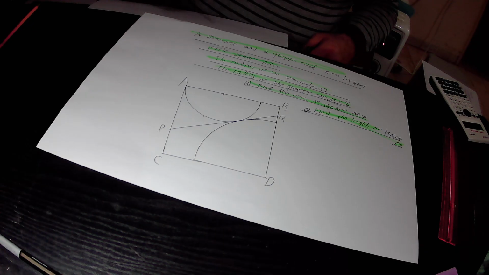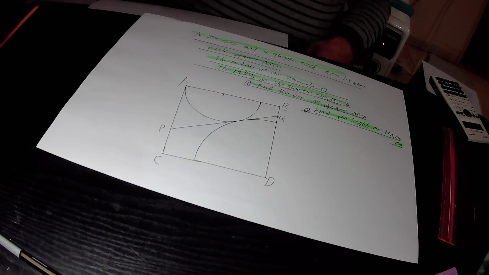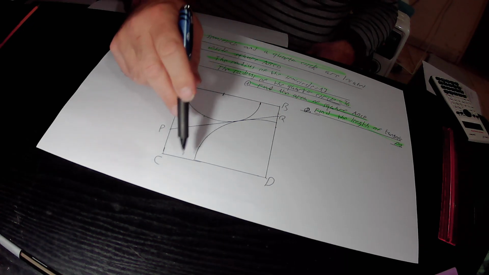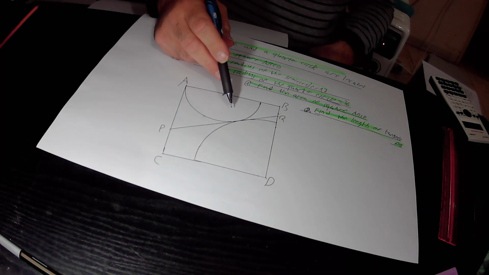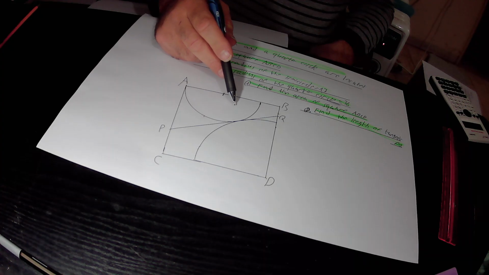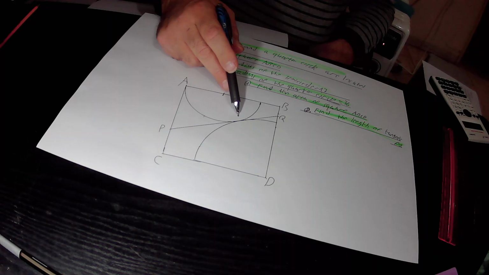So in the drawing we have square ABCD. Inside this square ABCD we have this quarter circle and this semicircle. The quarter circle and the semicircle are tangent to each other, or they touch each other at this point. We define their touching point, the point of tangency. This point is point K.